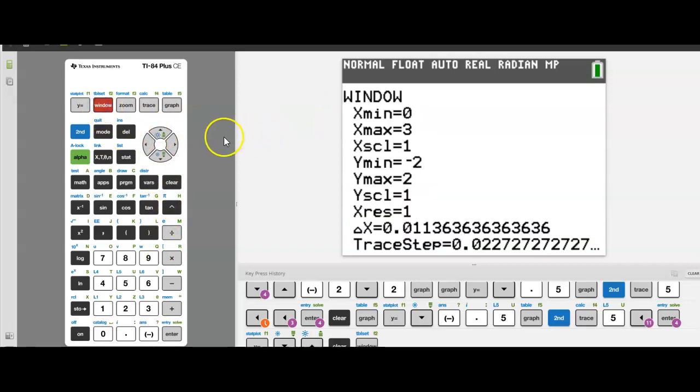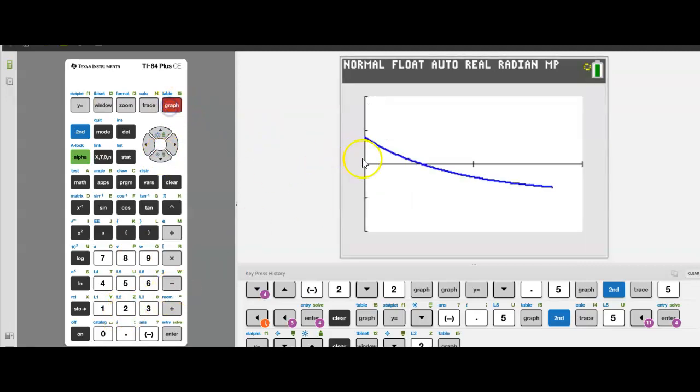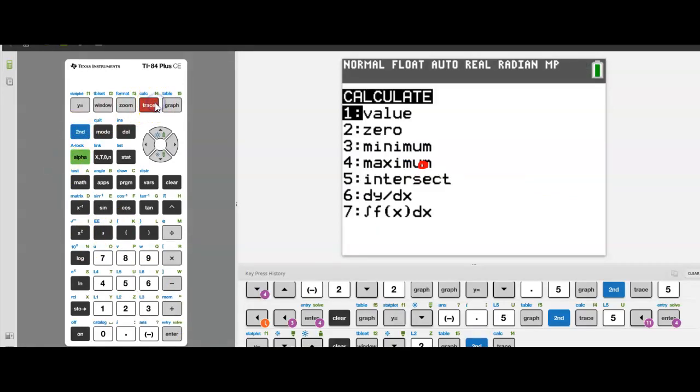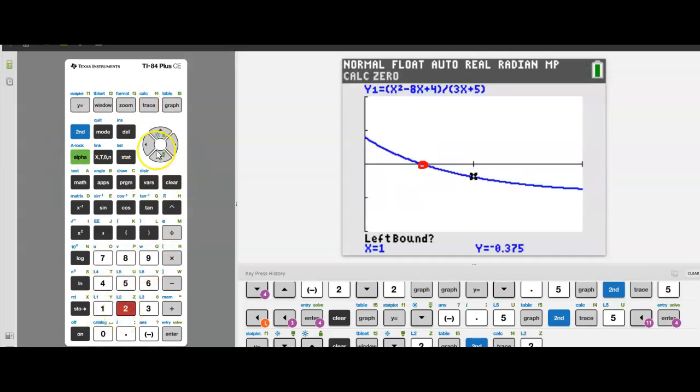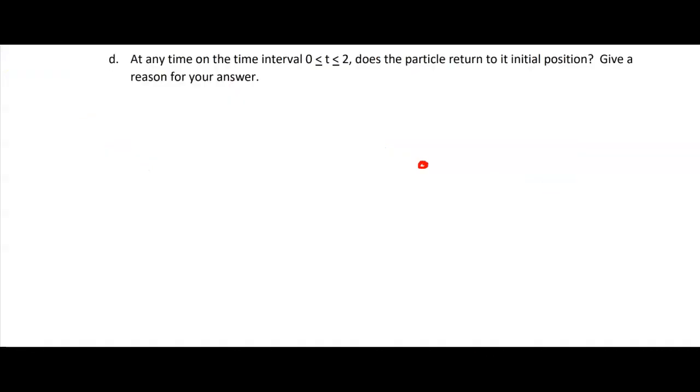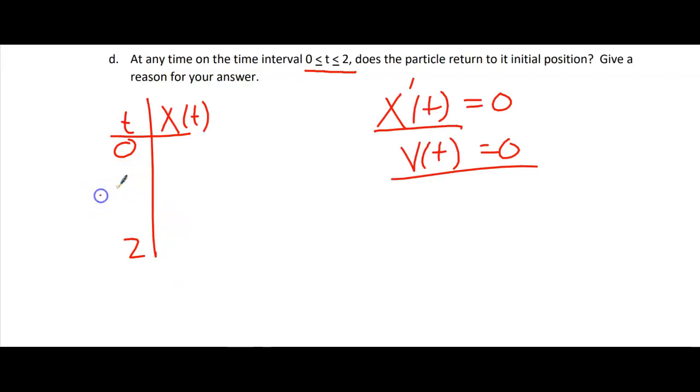Next, I'm going to go to my window. And I just want to look at the interval that I care about, from 0 to 2. I don't want to go too far. So let's go ahead and regraph it. So I only have one critical value, one place where the velocity equals 0, which is right here. So I need to find that value. So we're going to do second, calc, zero, and we pick a point to the left of it and a point to the right. So my calculator can zero in on that intercept. And it's about 0.536. So we have 0.536.